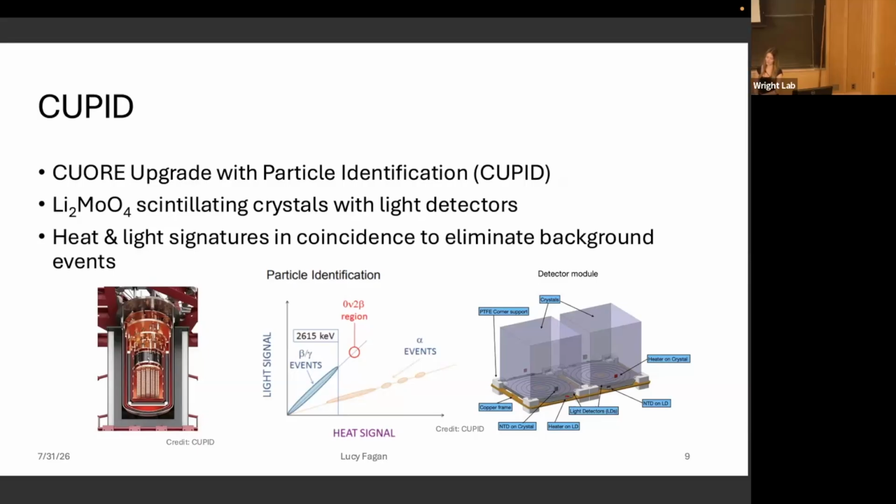CUPID stands for the CUORE Upgrade with Particle Identification, and it uses slightly different molybdenum crystals and also upgraded light detectors, which are the little wafers you see on the right-hand image, to then look at the heat and light signatures in coincidence and eliminate the particles that we don't want. So, for example, in the center plot, you can see that the alpha particles have a very different light to heat signal than some of the beta and gamma events. So we can look at those and eliminate them from our data. And then here's just a picture of what CUPID will look like.